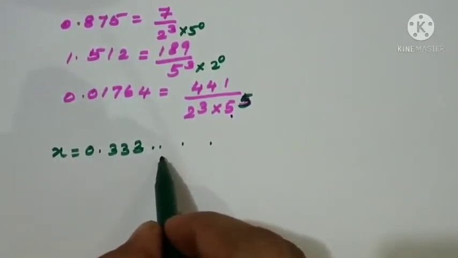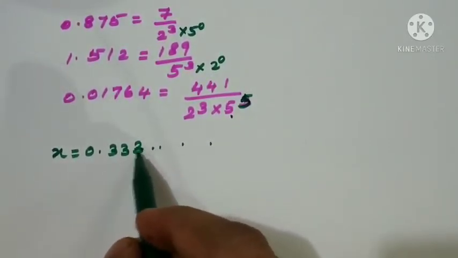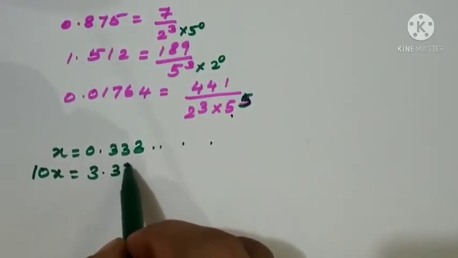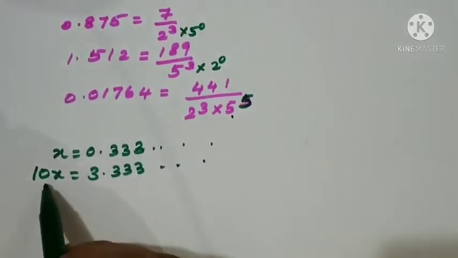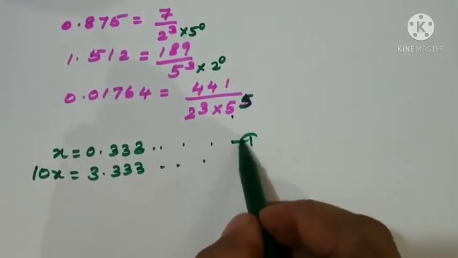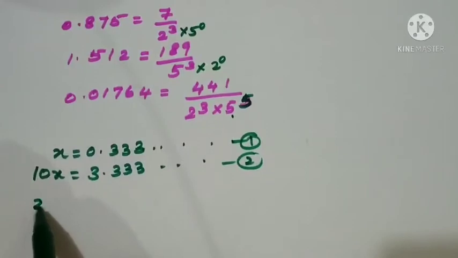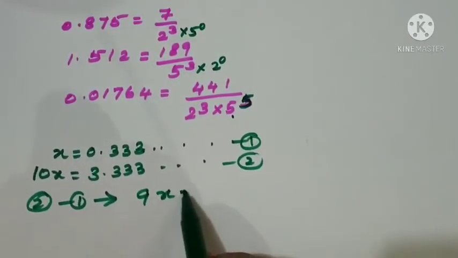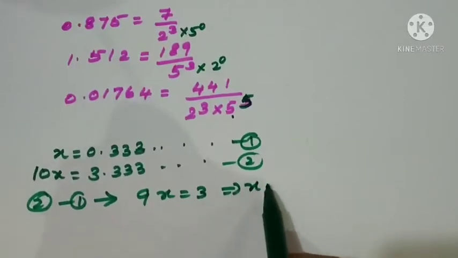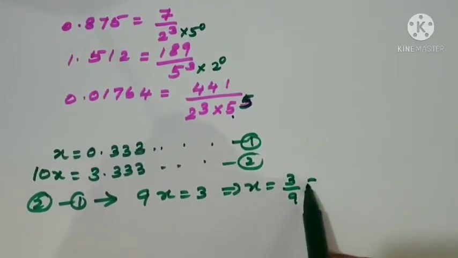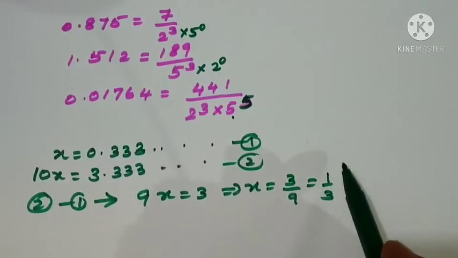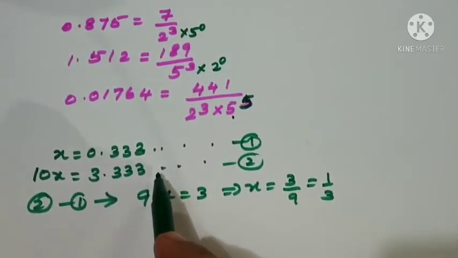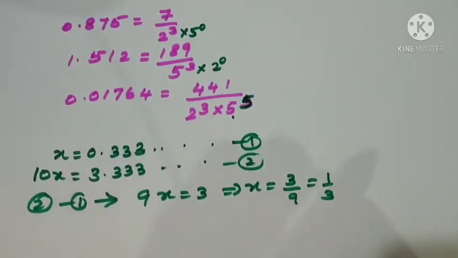This is called a non-terminating repeating one only. Then we multiply by 10: 10x equals 3.333. Next, if you subtract the first equation from this one, it gives 9x equals 3, so x equals 3 by 9, which is equal to 1 by 3. So we are getting it in the form p by q. When a non-terminating repeating decimal expansion is given, we can get it in the form of a rational number only.